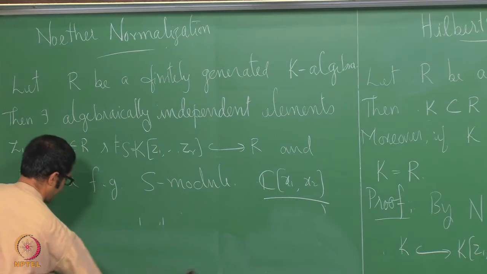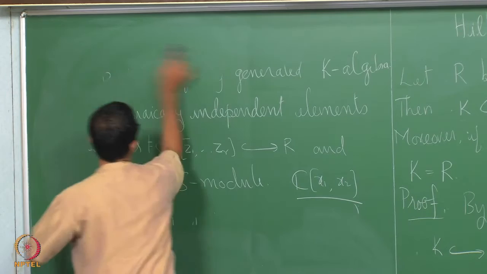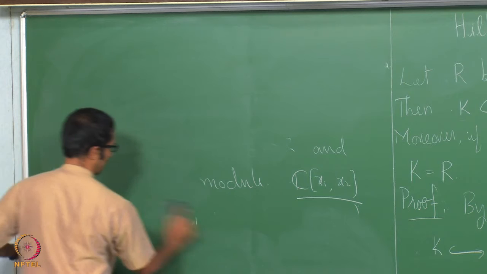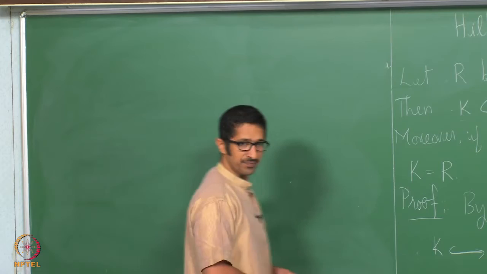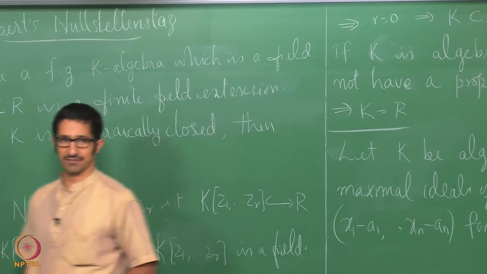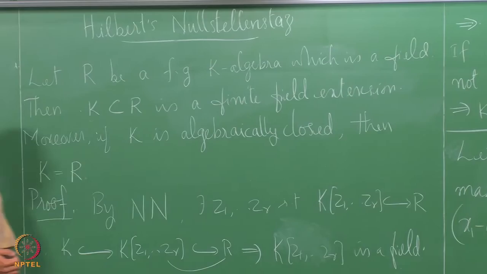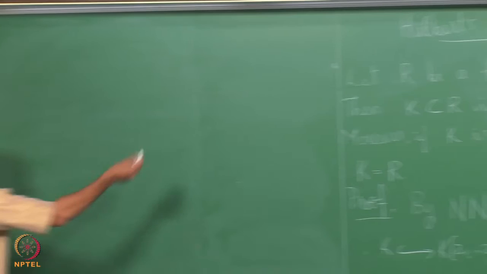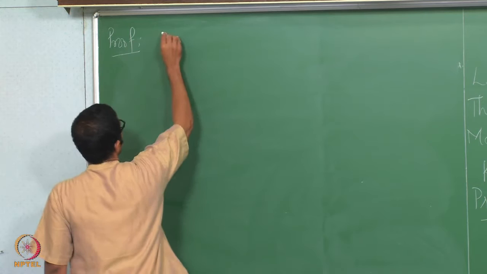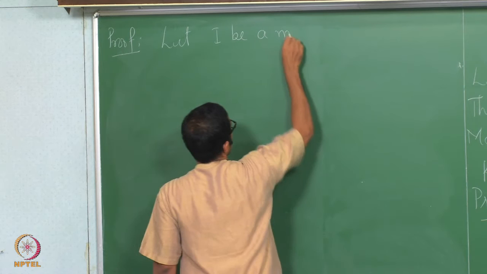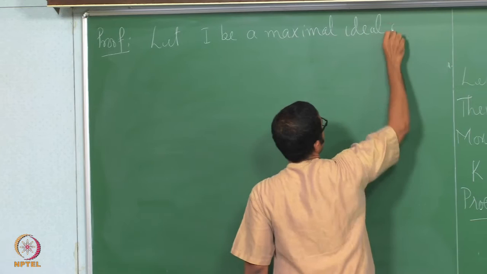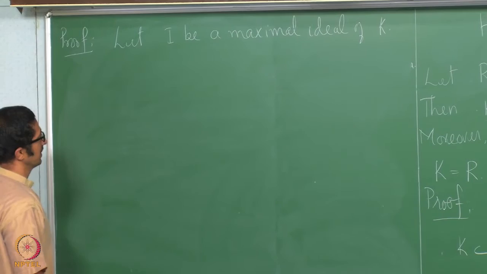You must have seen the one variable version of this, say for C. If you look at the polynomial ring C[x], maximal ideals are always of the form (x minus alpha), where alpha varies over C. But now this theorem says that the maximal ideals of this are precisely the ideals of this form. So, let's prove this. Let I be a maximal ideal of K[x1, ..., xn].